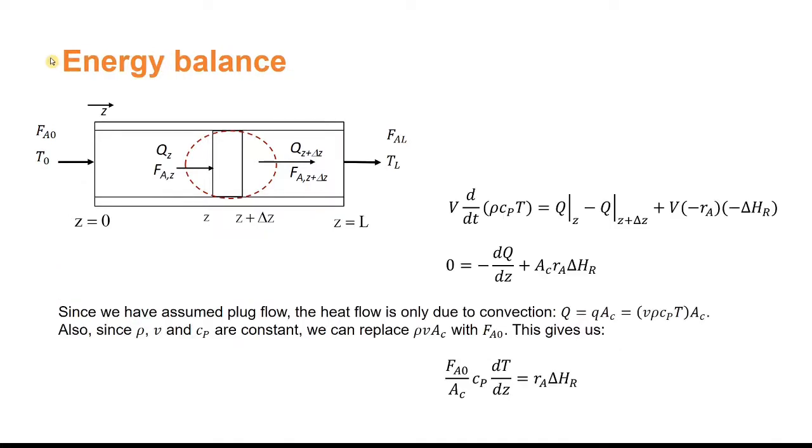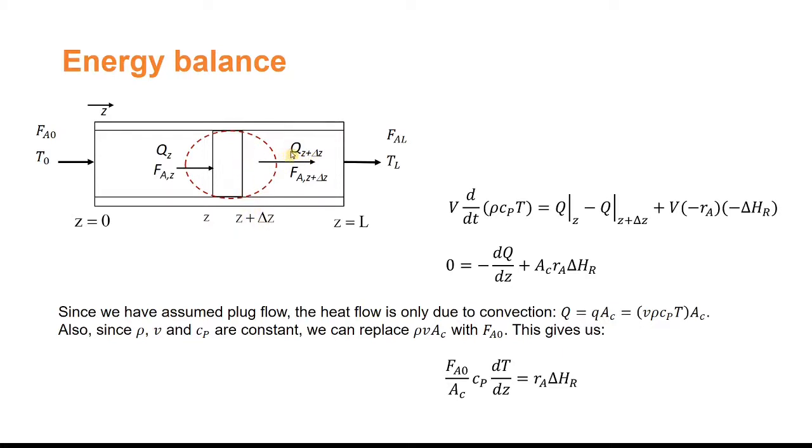So for our energy balance, going back to the diagram of the system, this is the same as before. Now, for our energy balance, the flow in is QZ. Capital Q is heat flow. Small q is the heat flux. So this QZ is our heat flow into the control volume, and the heat flow out of the control volume is QZ plus delta Z.